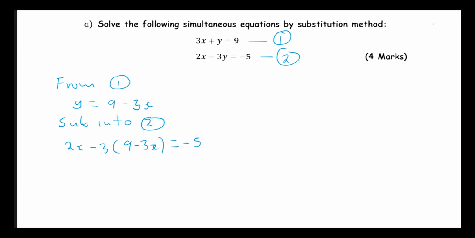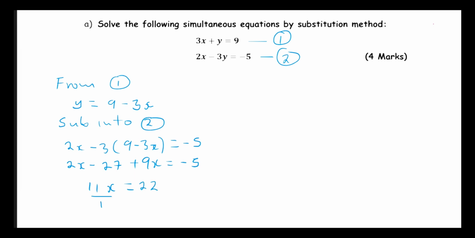So let us simplify this. You're going to have 2x minus 3 times 9, that is 27, plus 9x is equal to negative 5. So we collect like terms. We have 2x plus 9x, that is 11x. Then we move negative 27 to the right, it becomes positive. So we have minus 5 plus 27, which gives you 22.